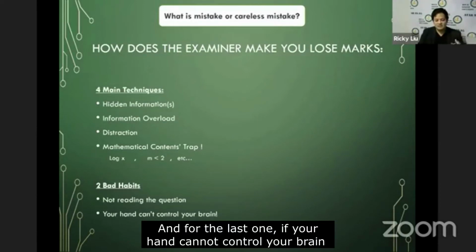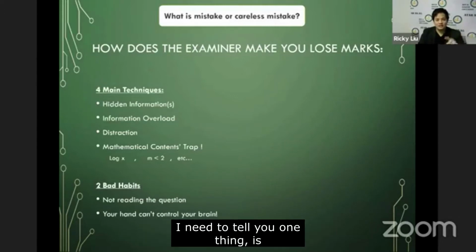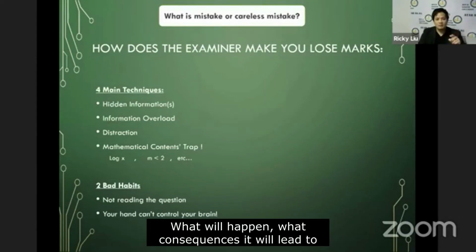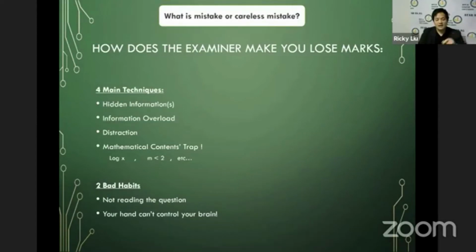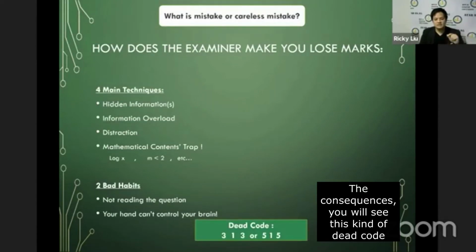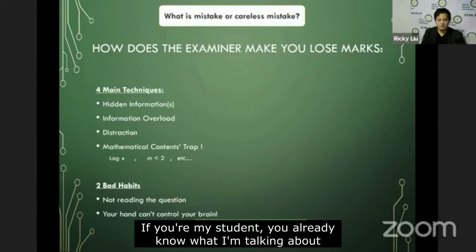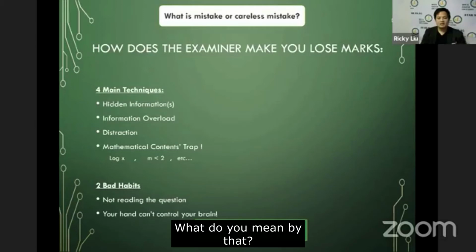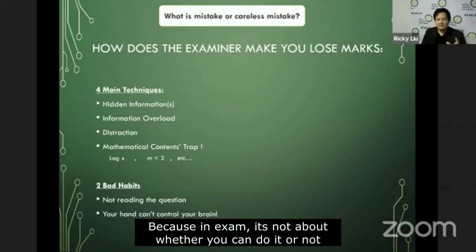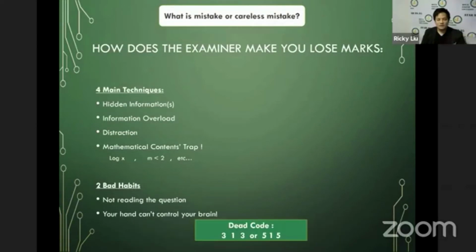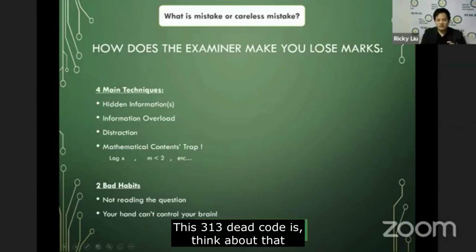And for the last one, if your hand cannot control your brain, I need to tell you what will lead to the consequences. The consequences, you will see this kind of death code: 313, 515. If you are my students, you already know what I'm talking about. What do you mean by that? Because in the exam, it's not about whether you can do it or not. This 313 death code is, think about that.